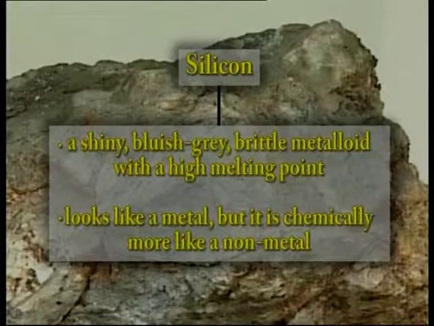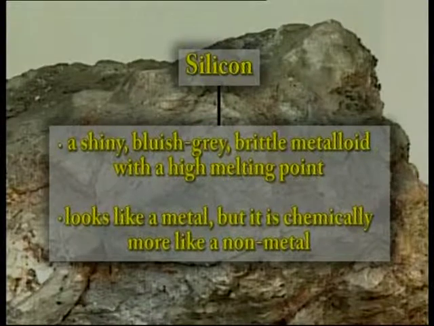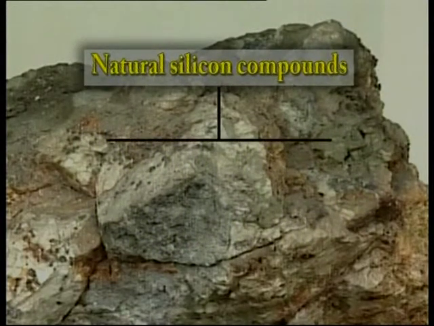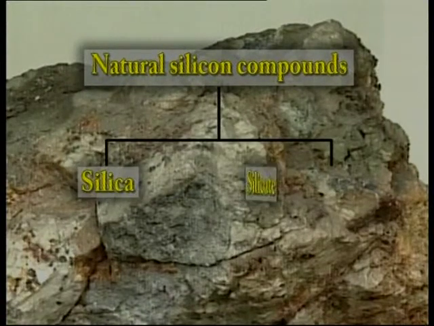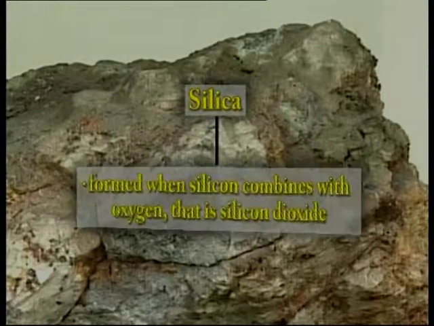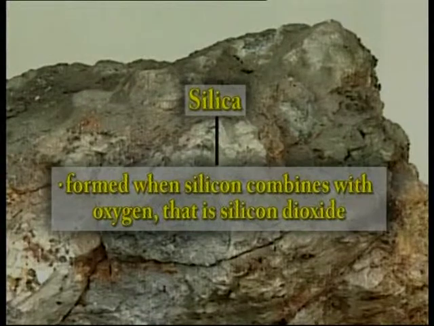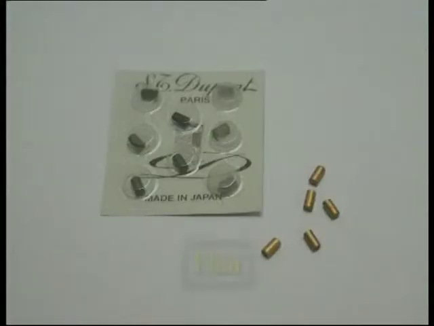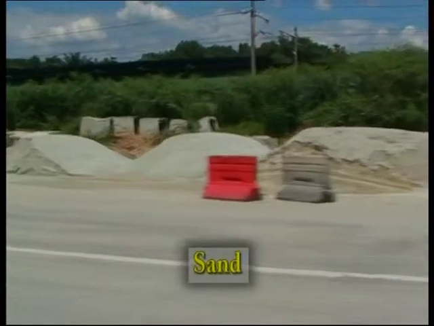Silicon is a shiny, bluish-grey, brittle metalloid with a high melting point. It looks like a metal, but it is chemically more like a non-metal. Natural silicon compounds exist in two forms, namely silica and silicate. Silica is formed when silicon combines with oxygen, that is, silicon dioxide. Quartz, flint, and sand are examples of silica.